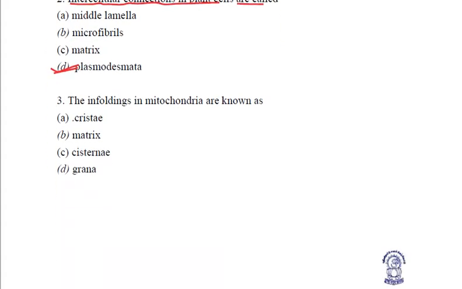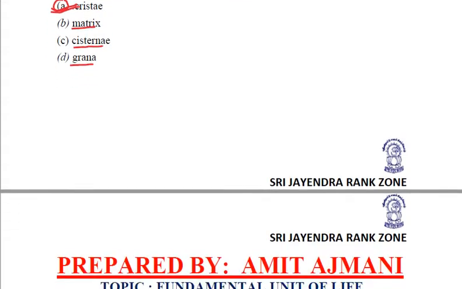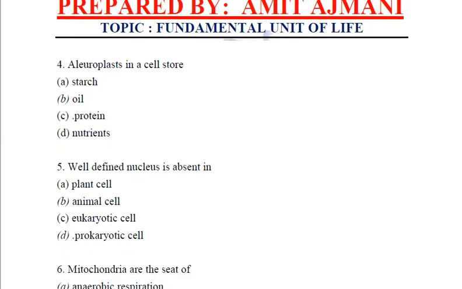Next, we have done already the infoldings in mitochondria. They are known as cristae. A is the correct option. It is not matrix, it's not cisternae, it's not grana. It's cristae, the infoldings of mitochondria. And what is the function of these infoldings? They provide large surface area for ATP generation.